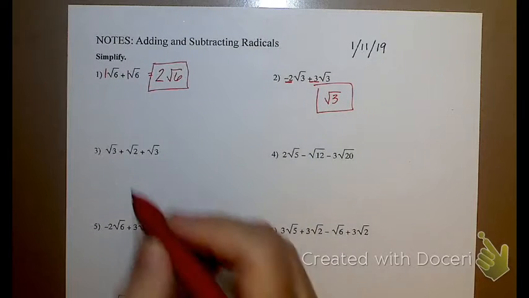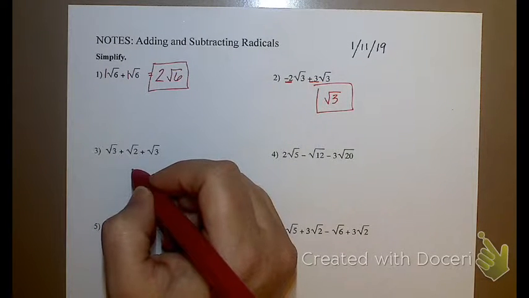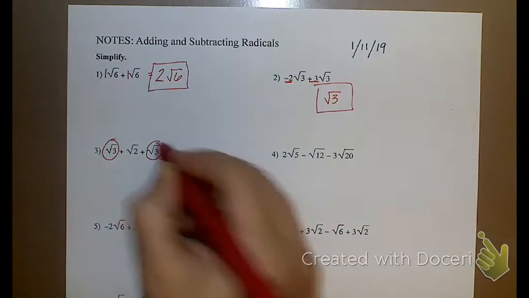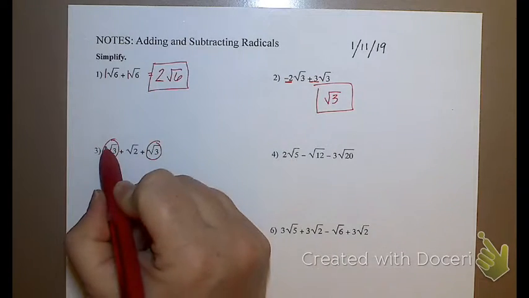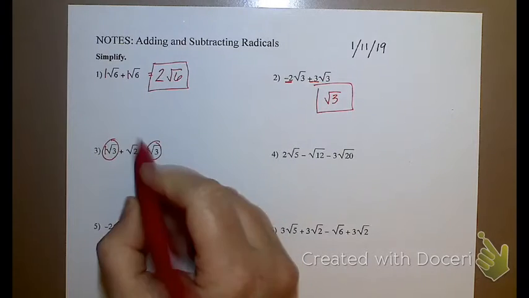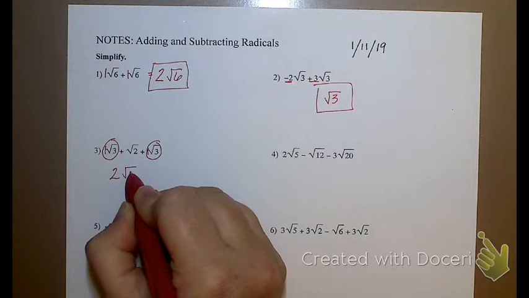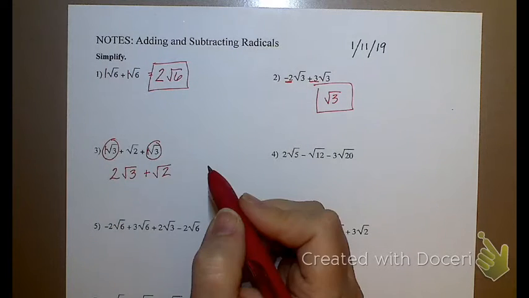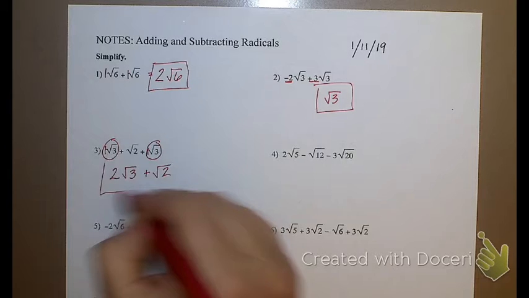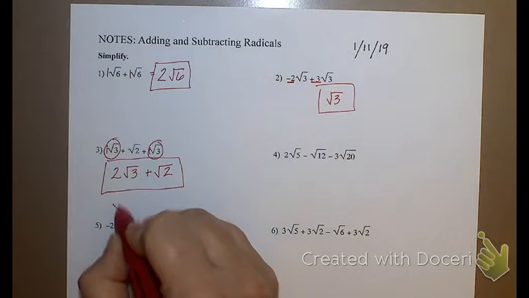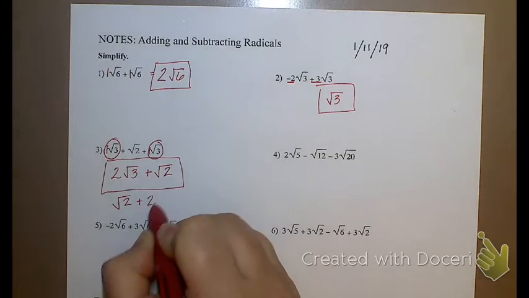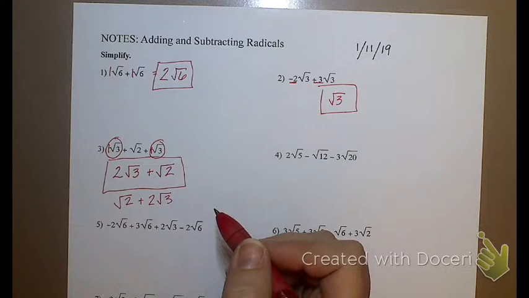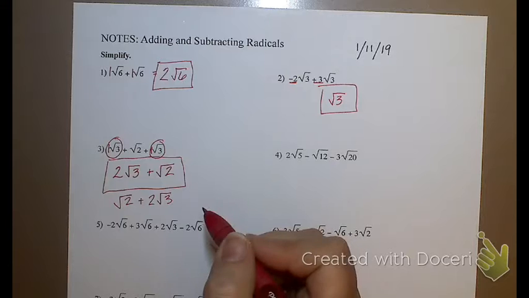Okay. In number 3, what are my like terms? The radical 3 and the radical 3. So if I were to add the coefficients, what do I have? 2 radical 3, and then what? Plus radical 2. That one doesn't have anything to combine. Now, could you write your answer like this? Could you say radical 2 plus 2 radical 3? Absolutely, means the exact same thing. Doesn't matter which one you write first.